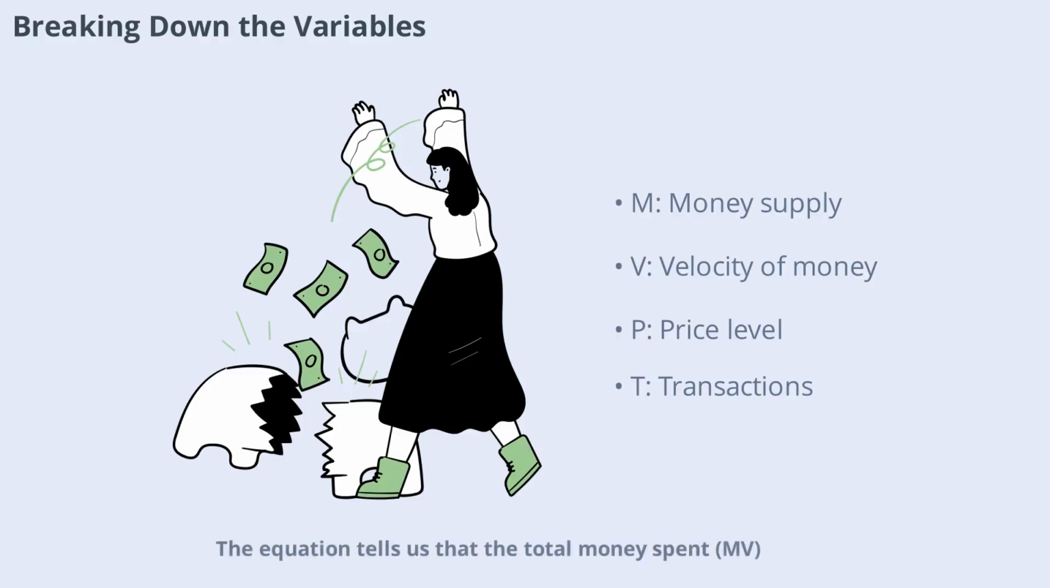The equation tells us that the total money spent, MV, must equal the total value of goods and services sold, PT. If the money supply increases but V and T stay the same, prices must rise. This is the basic logic behind inflation in Fisher's view.